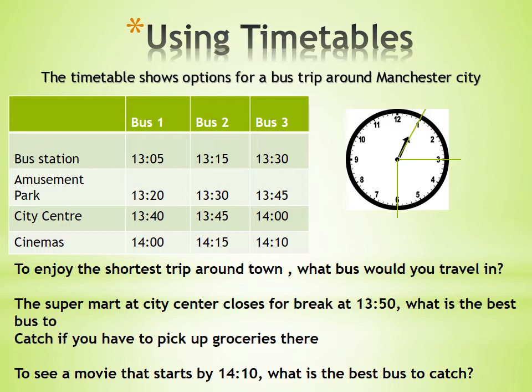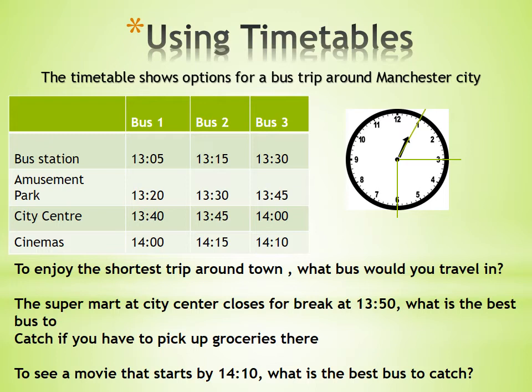The bus leaves the bus station at 13:05, 13:15, and 13:30. That's the first one. Then look at their trips afterwards. The end point of the trips of each of the buses is the cinemas. All right. Now let's take a look at the questions we have. To enjoy the shortest trip around town, what bus would you travel in? What would you look at? The start time and the stop time for each of the buses.